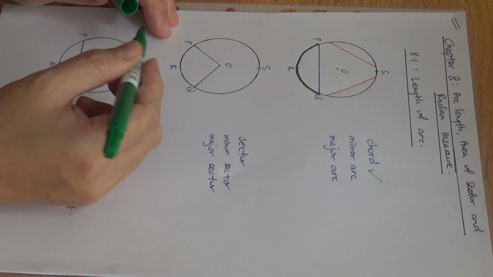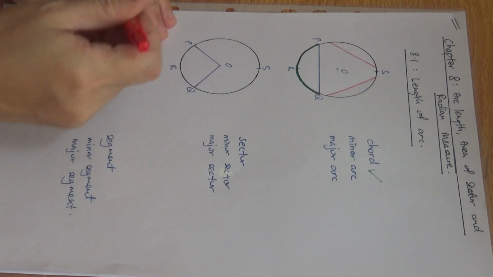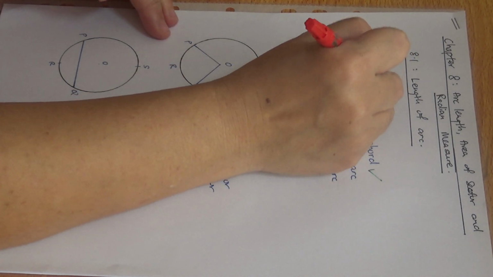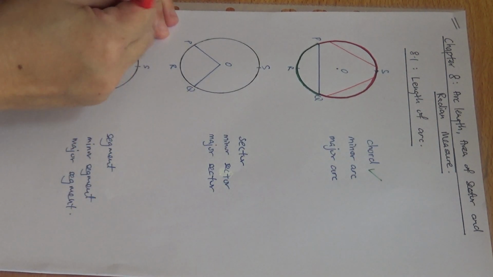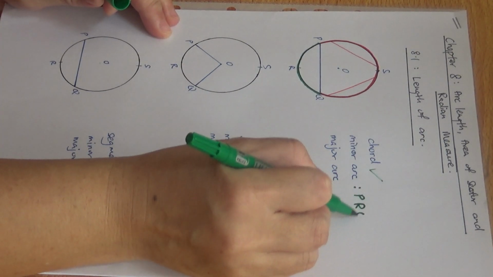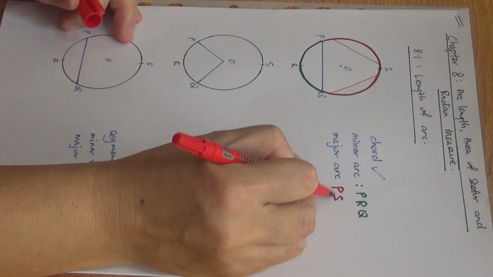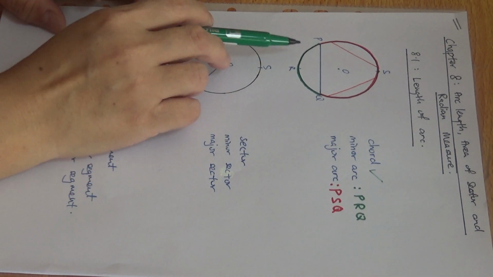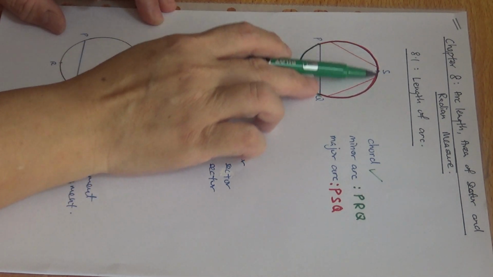Now what about a major arc? The major arc will be this whole thing, the red one, PSQ. Why is the minor arc called PRQ and the major arc called PSQ? We need three letters to identify an arc because we have to know whether it is the minor arc PRQ or the major arc PSQ.